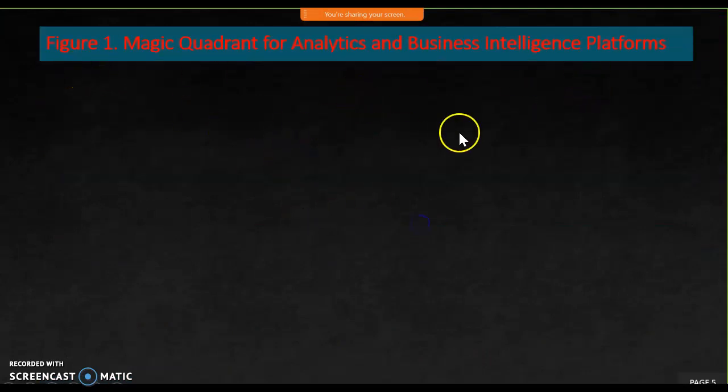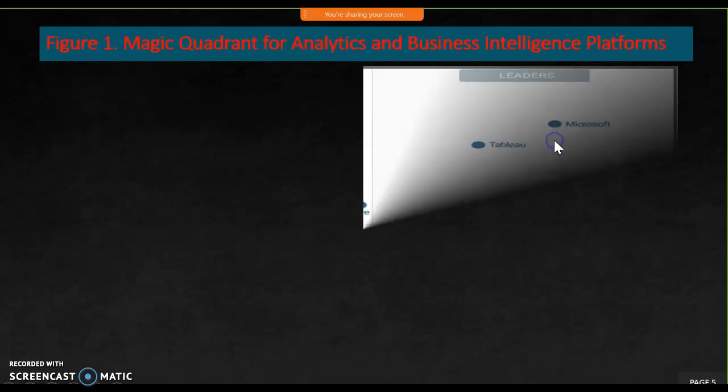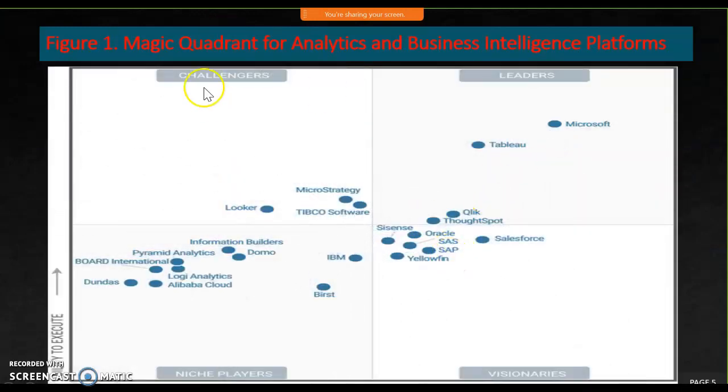So let me show you the picture and the figure for the Magic Quadrant. See the challenger graph. If you can see the ability to execute, MicroStrategy is leading in its domain. They are the leader in the challenger group. And behind them, Qlik, Looker, IBM, and other software are far behind MicroStrategy. So you made a good choice to choose MicroStrategy, and there is a lot of chance you will quickly get a job.